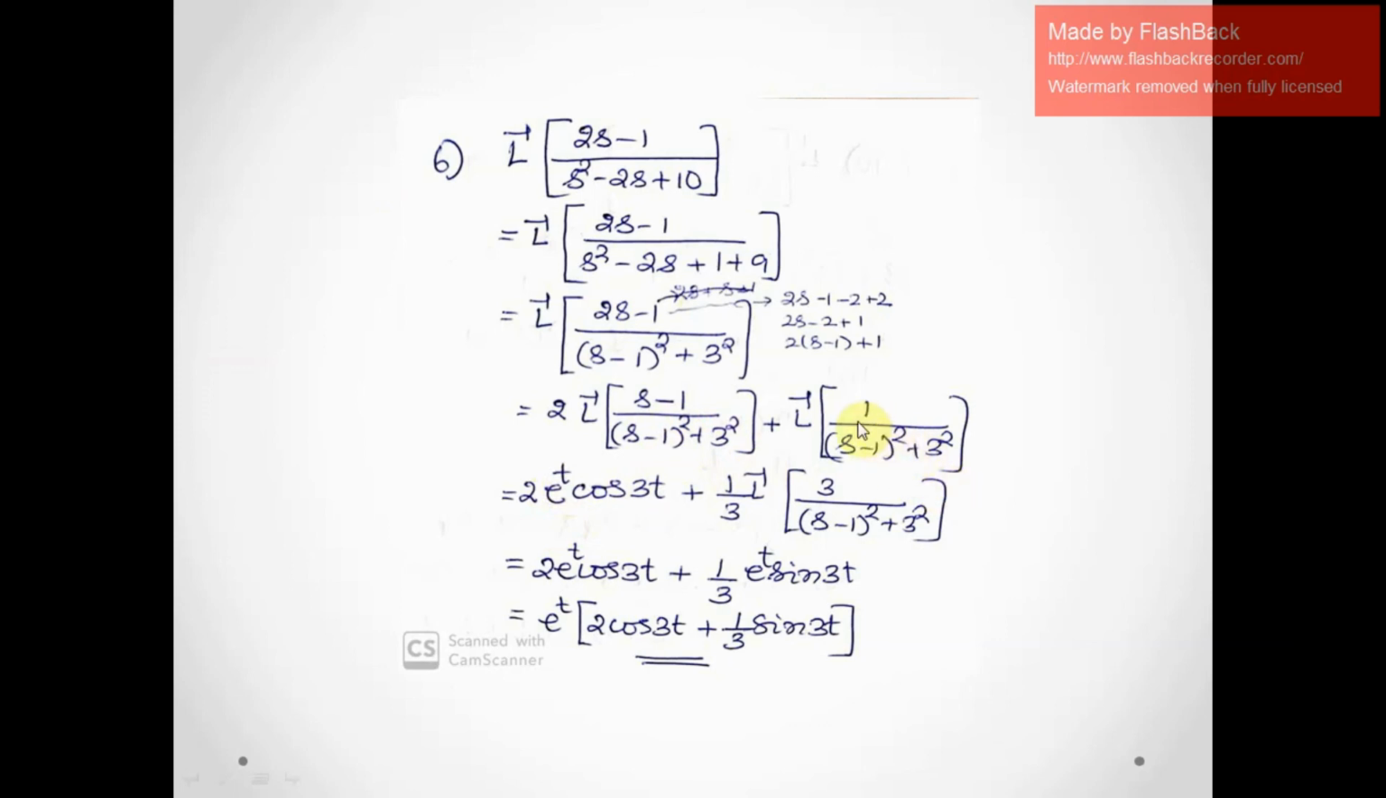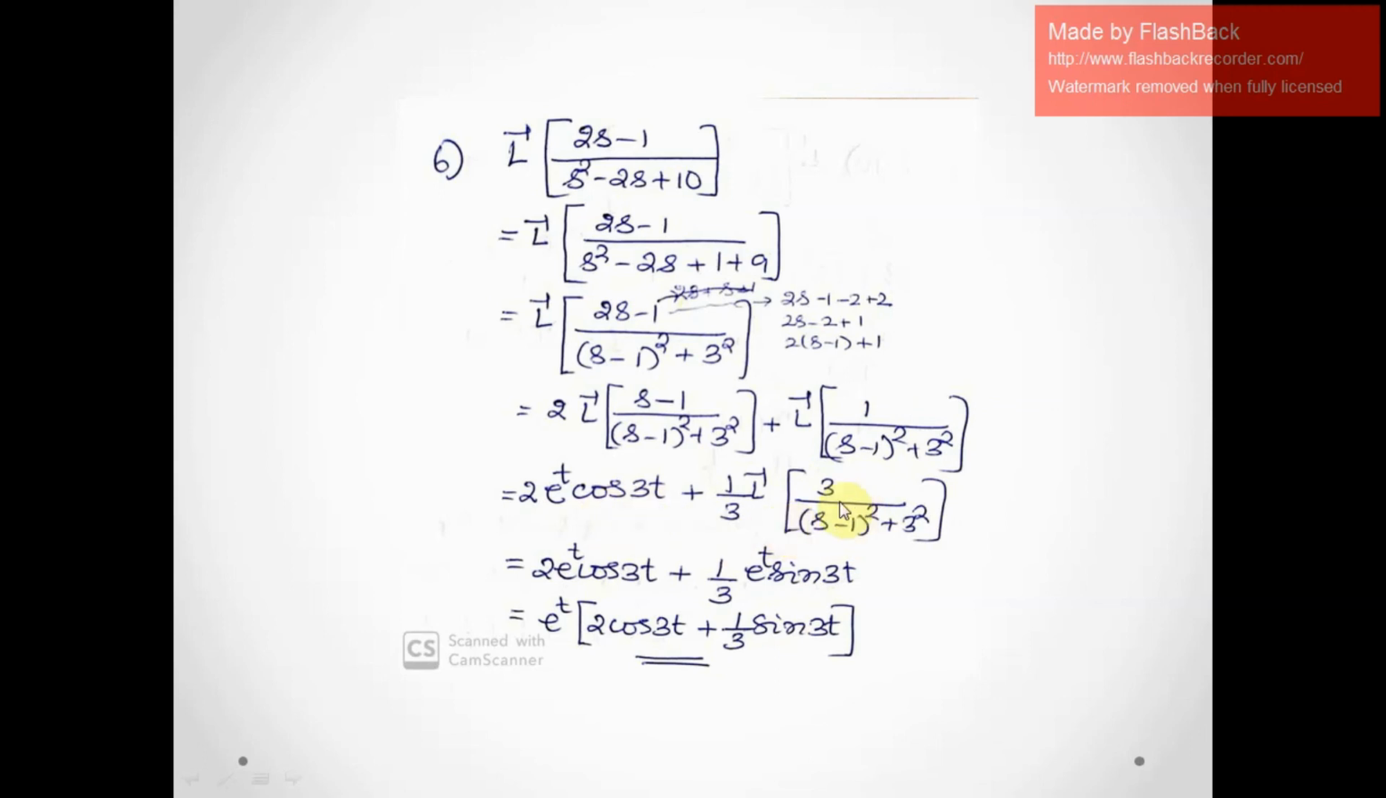Similarly here, 1 is not allowed in the numerator unless 1 is here. a by s square plus a square. a is 3 actually, so this 1 will not work. So if it has to be a by s square plus a square, then this 3 must come over here. So we'll multiply and divide by a 3 so that this and this, a by s square plus a square, should be same. So if it is a, then my formula is sin 3t.